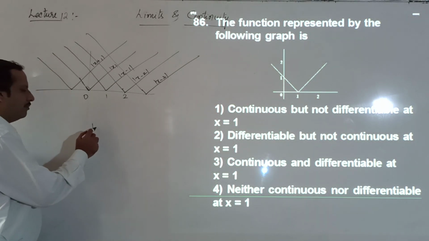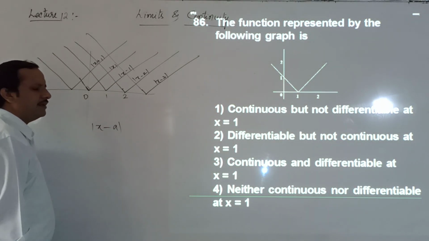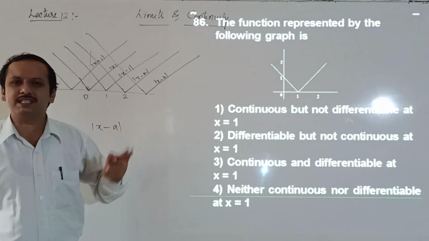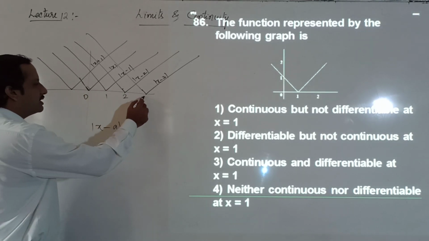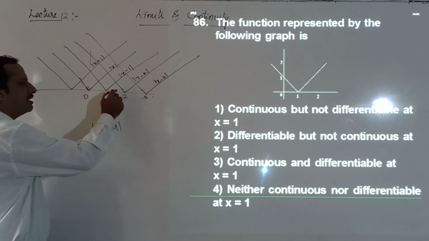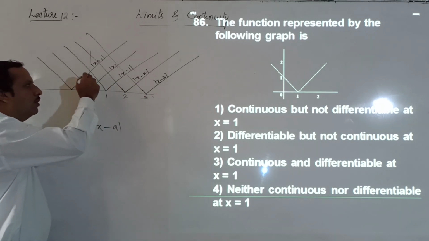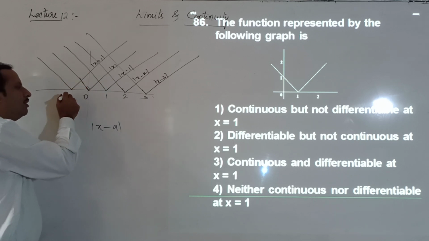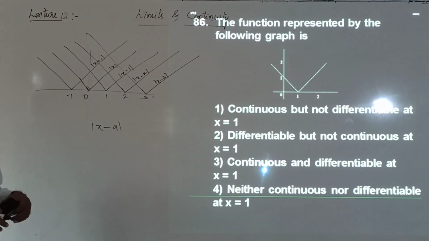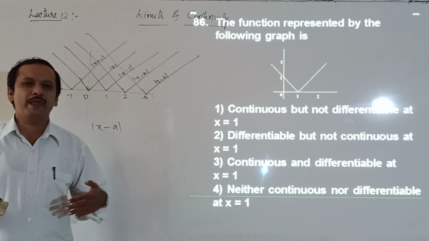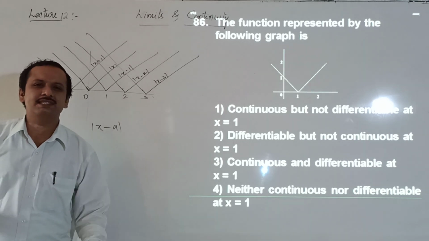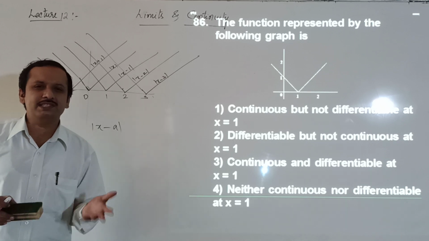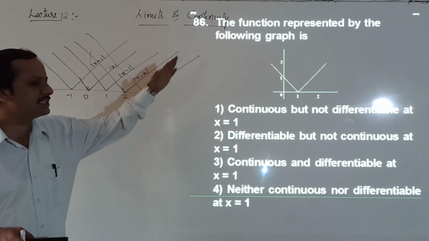So in general, mod x minus a has a sharp edge whenever it touches the x-axis. It touches the x-axis at 3 for mod x minus 3, at 2 for mod x minus 2, at 1 for mod x minus 1, at 0 for mod x, and at minus 1 for mod of x plus 1. So whenever such a function touches the x-axis, at that point it is not differentiable. It is continuous everywhere, but at the x-axis there is a sharp edge.